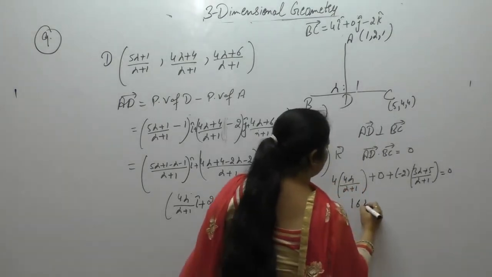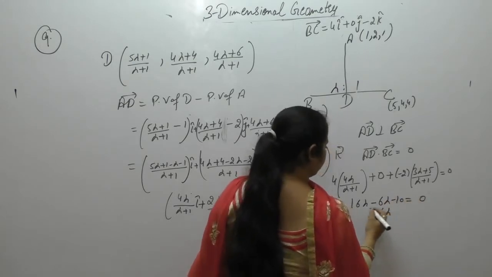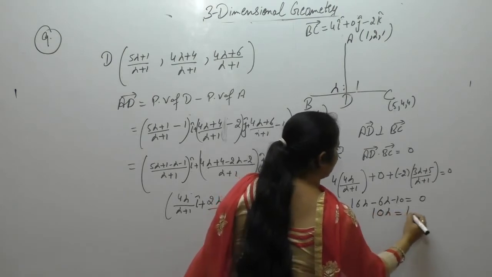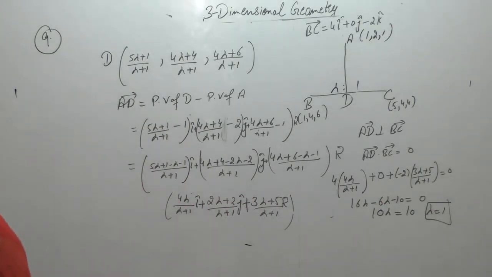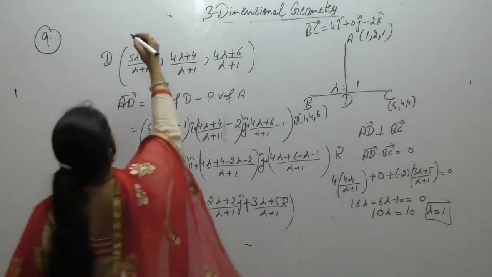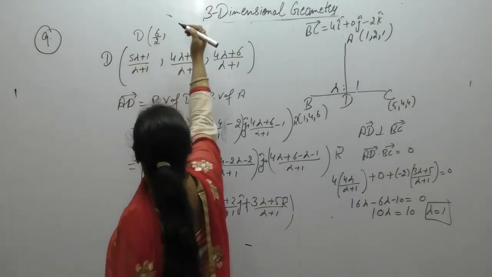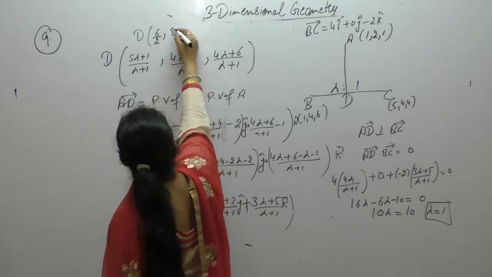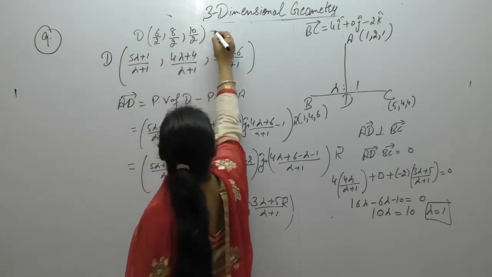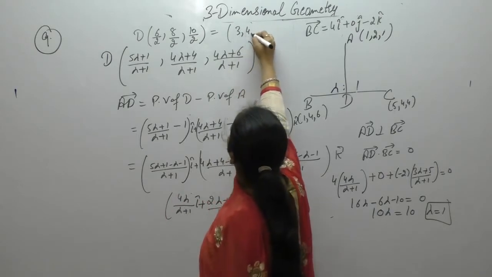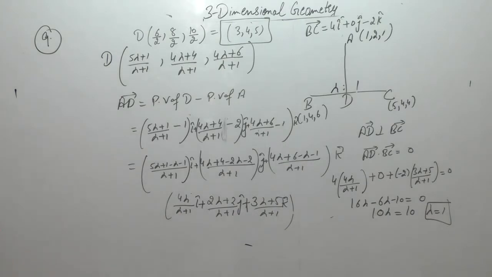4 into 4, 16 lambda minus 6 lambda, 5 into 2, 10. 16 minus 6, 10 lambda is equals to 10. So we get lambda as 1. So lambda is 1. Therefore, point D is, put the value of lambda. 5 plus 1, 6 upon 1 plus 1, 4 into 1 plus 4, 8 upon 1 plus 1, 4 plus 6, 10 upon 1 plus 1. So D has coordinates 3, 4 and 5.